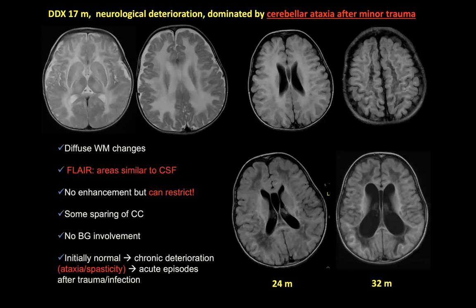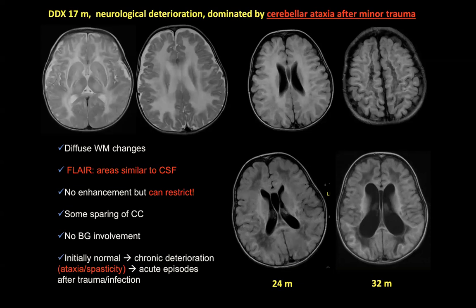So remember, diffuse white matter signal with this FLAIR hypointensity, which means rarefaction. There is no basal ganglia involvement. There is sparing of the corpus callosum. There is some mild restriction, but not this prominent edge as I showed you before.